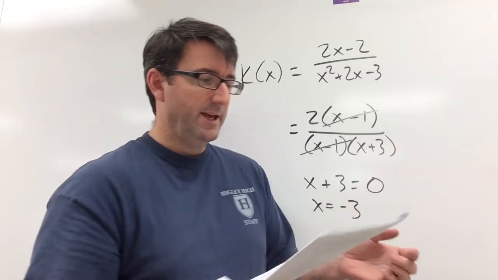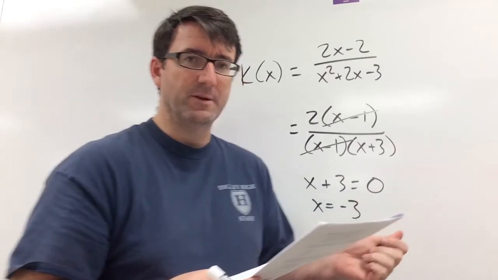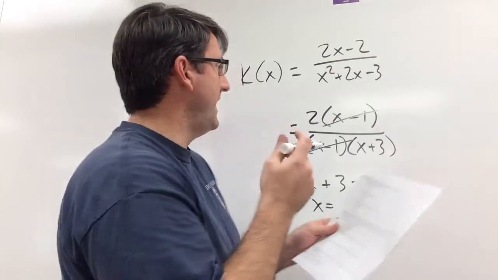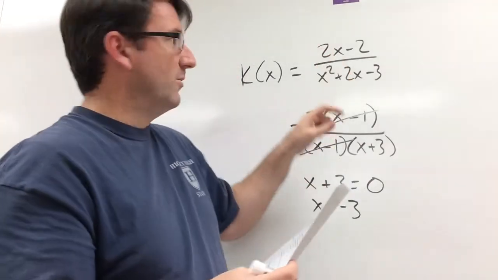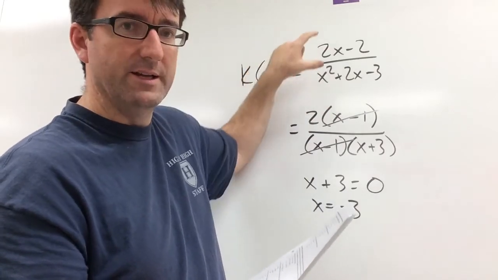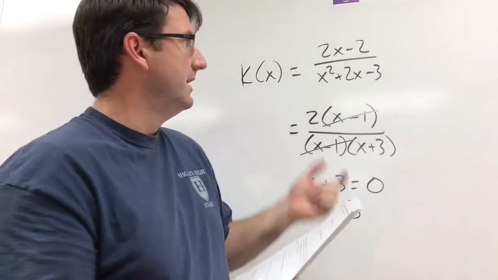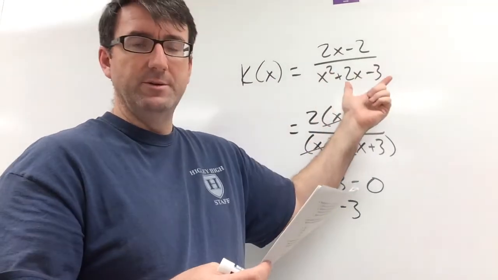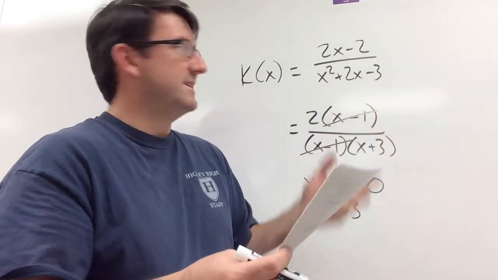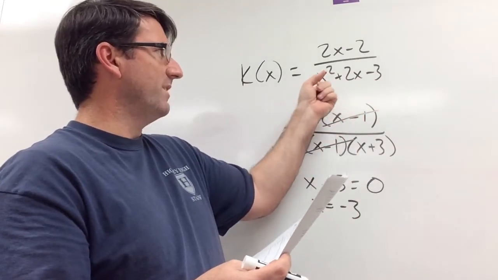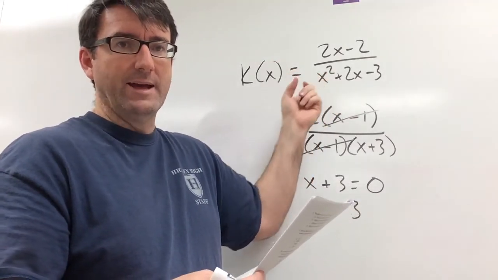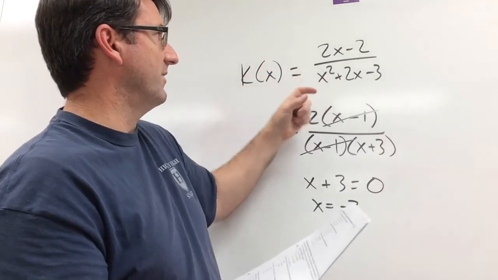For number 20, it asked us to find the horizontal asymptote. So there are three things with horizontal asymptotes. If you have a situation like here where the degree of the numerator is smaller than the degree of the denominator, then the horizontal asymptote is going to be y equals 0. Essentially, we want to figure out what happens when we plug in a really big number for x.